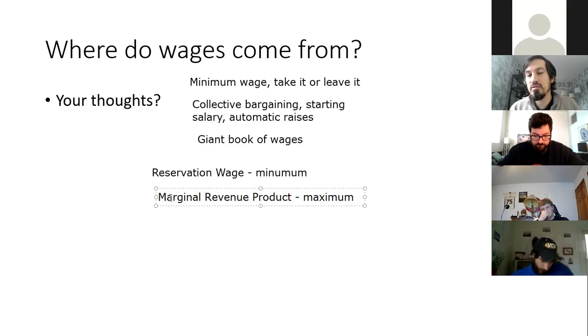In some places you'll just see marginal product, but that could be confusing because sometimes marginal product refers to the extra quantity that you produce. You see the difference?